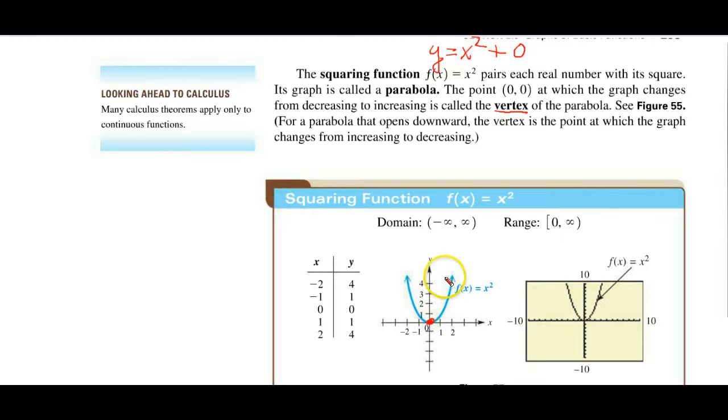Now, notice the domain of it would be x values, where in a sense this goes off to negative infinity in that direction and positive infinity in that direction. So there's the domain in interval notation. And when we think of our range, we are starting at 0.